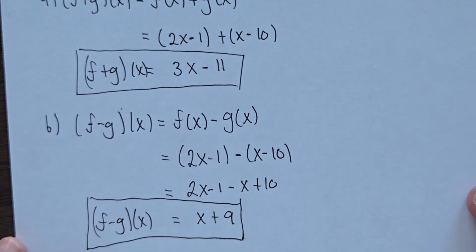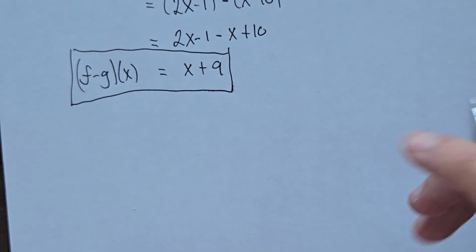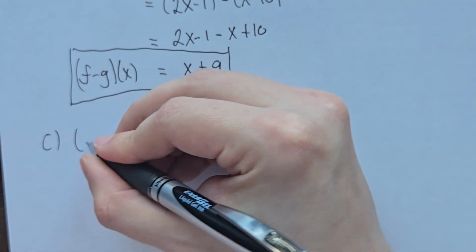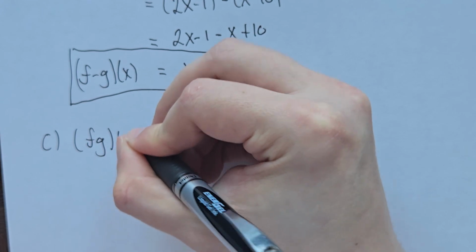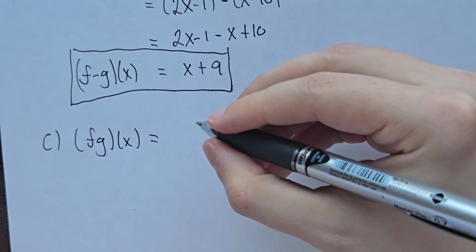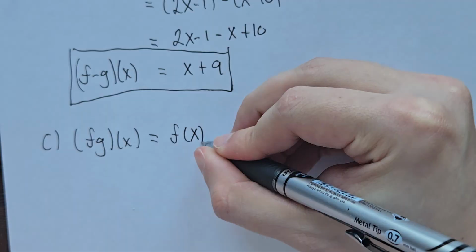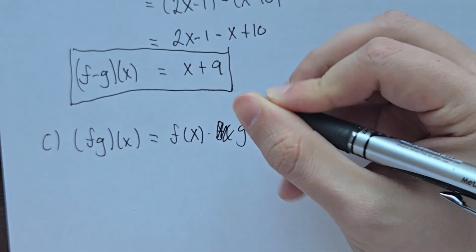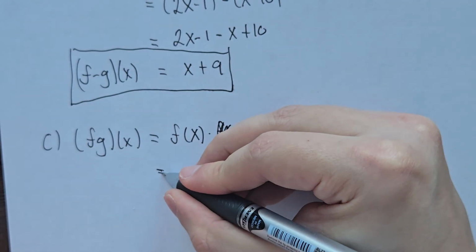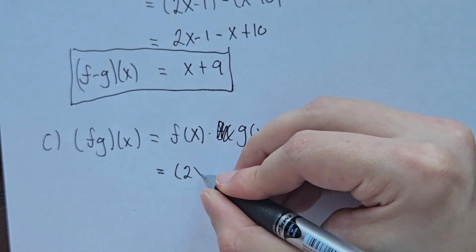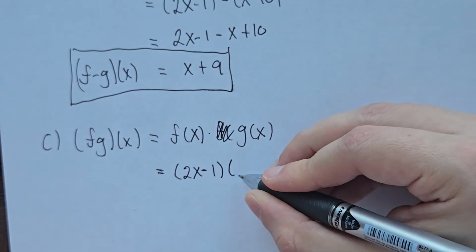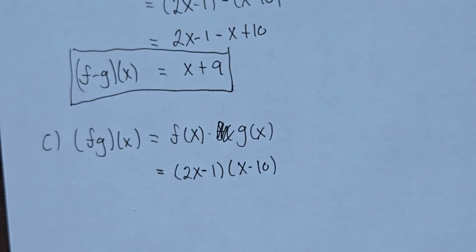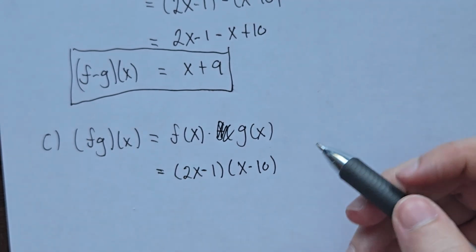Okay? Let's look at some of the more complicated ones. C is going to be fg of x. Again, I've said it before, but I'll say it again. I would prefer thinking about it in terms of f of x times g of x, because then this tells me that I need to write it as 2x minus 1, what my f function is, times my g function, x minus 10. Again, I'm using parentheses here to make sure that I'm setting up this distribution properly.